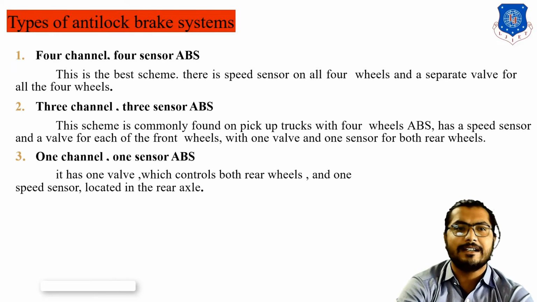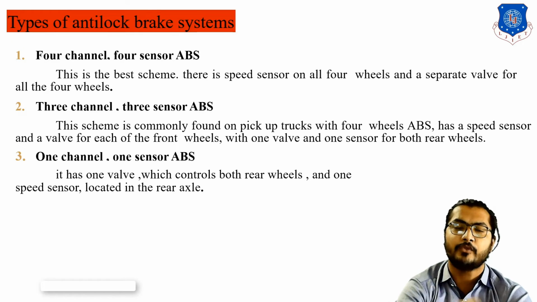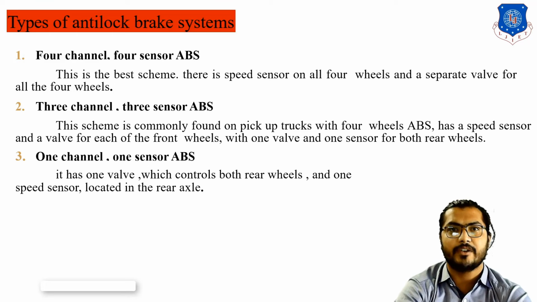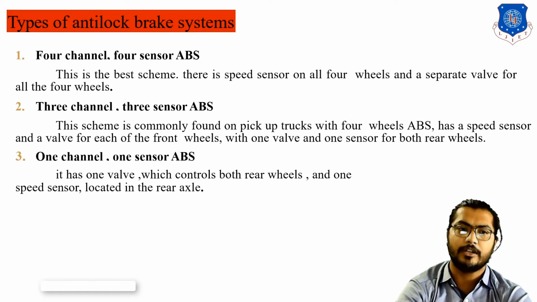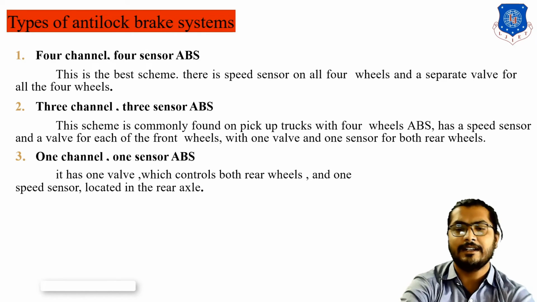Next, there are basically three types of anti-lock braking system. First, four channel, four sensors, which means a sensor is provided at each wheel. Next, three channel, three sensors, which means two sensors at the front wheels and one common sensor provided at the rear wheels. Then one channel, one sensor, which means all the wheels are served by one channel and one sensor.